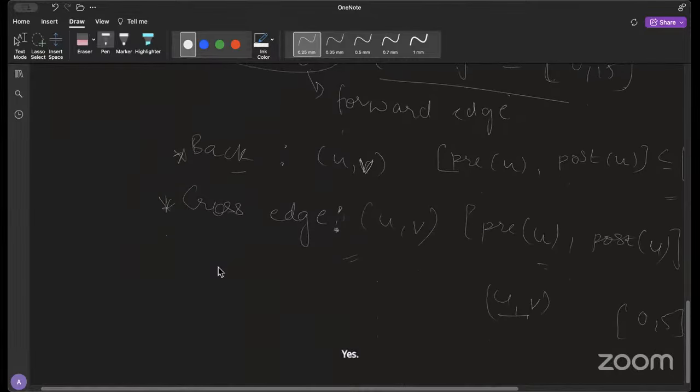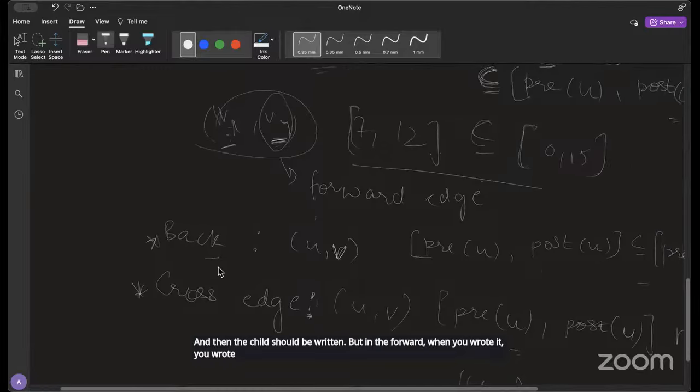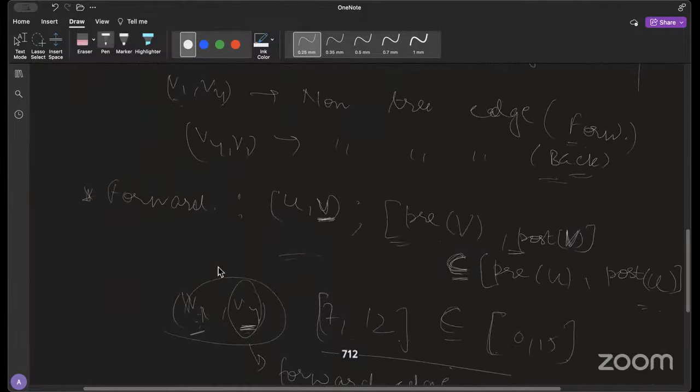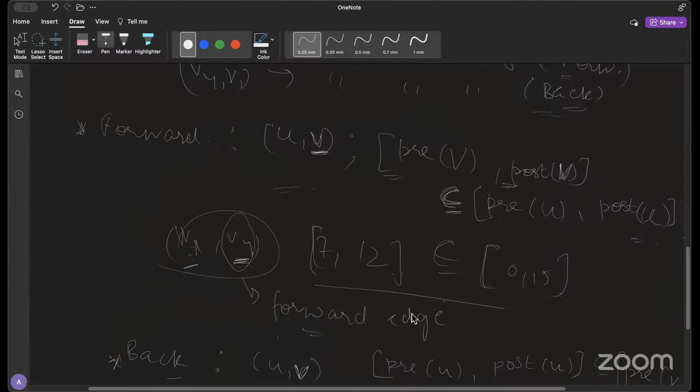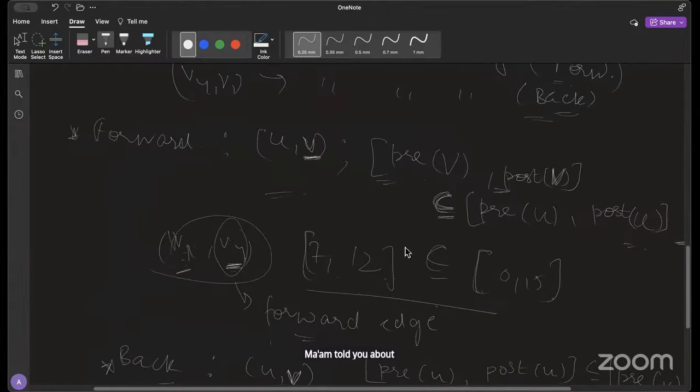Yes, ma'am. Ma'am, one thing: in the forward edge, you told that the ancestor should be written first, and then the child. But in the forward edge, when you wrote it in the example, you wrote the child first: 7,12, 0,15. So it should be 0,15, 7,12, no? In the forward one, the first is U, V. For forward, in UV you write the ancestor first, so the ancestor is 0,15. Ma'am told you about V1 and V4, not 7,12 and 0,15. It's an example of a forward edge, right, ma'am?